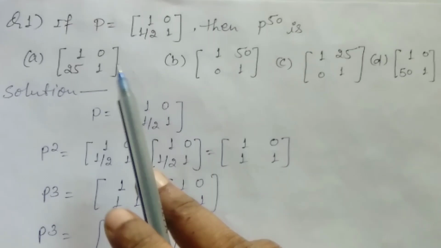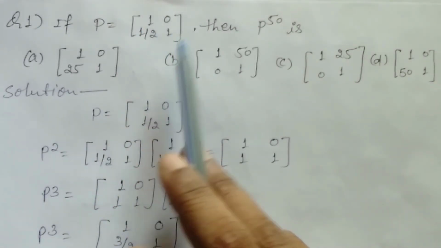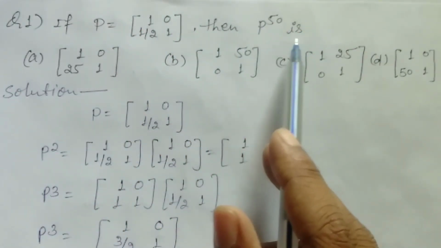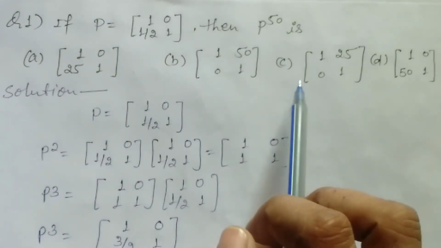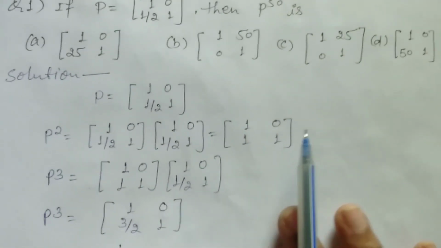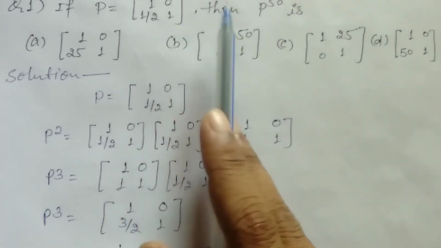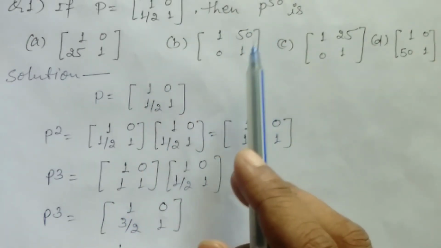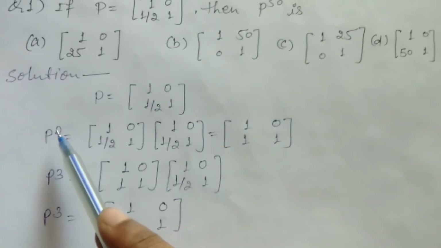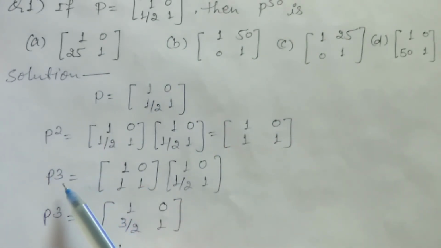Okay, if P is equal to [[1,0],[1/2,1]], then P raised to power 50 is option A this, B this, C and D this. Solution. P is equal to [[1,0],[1/2,1]]. First of all, we find the square, then the third power, then the fourth power, and after that we get a brief idea of the matrix P raised to power n.